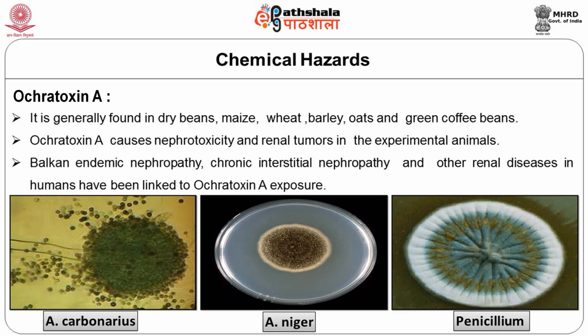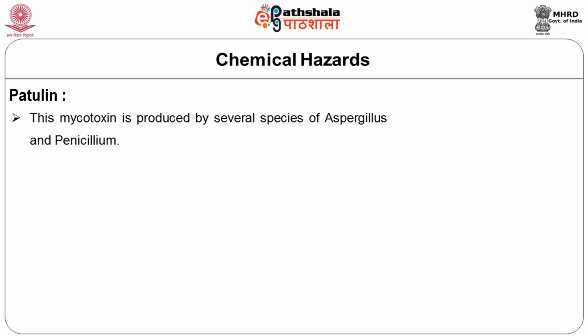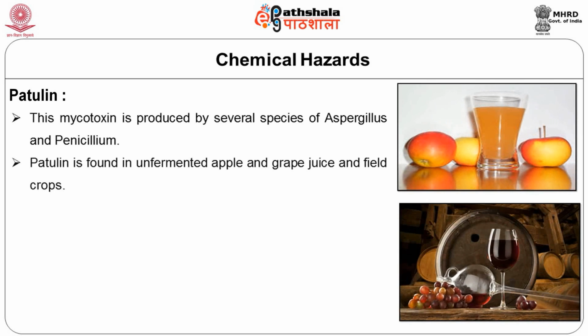The next mycotoxin that we are discussing is patulin. This mycotoxin is produced by several species of Aspergillus and Penicillium. Patulin is found in unfermented apple and grape juice and other field crops. There are no studies to indicate the human health effects of patulin.